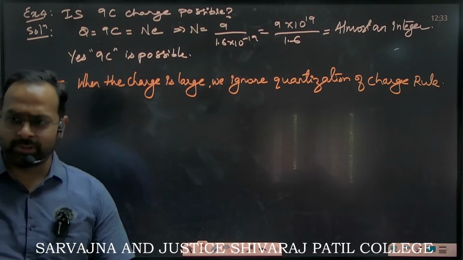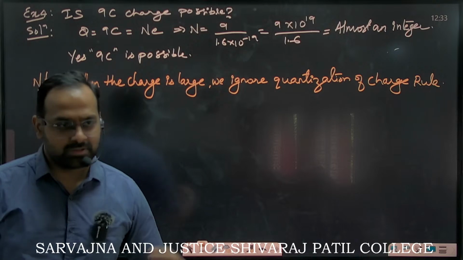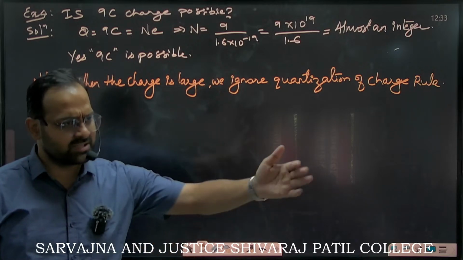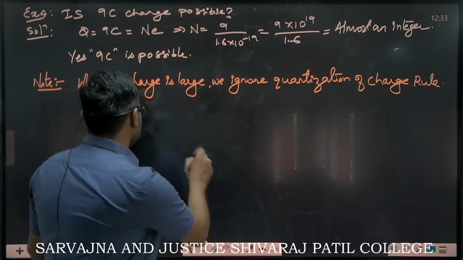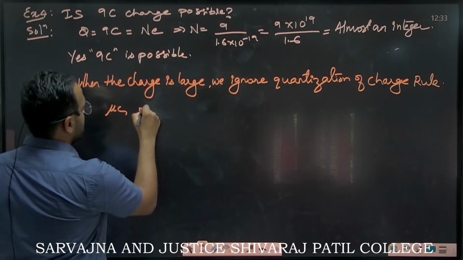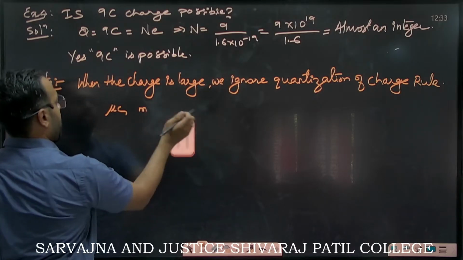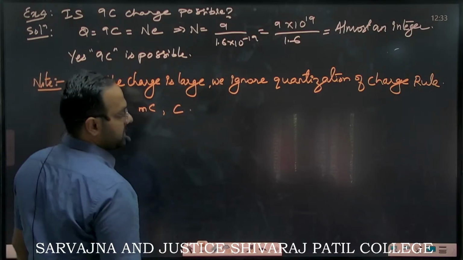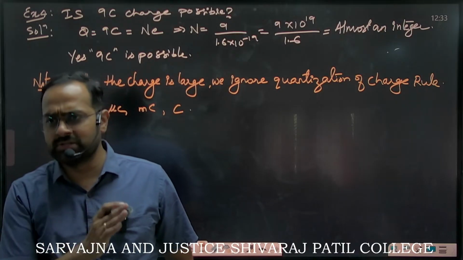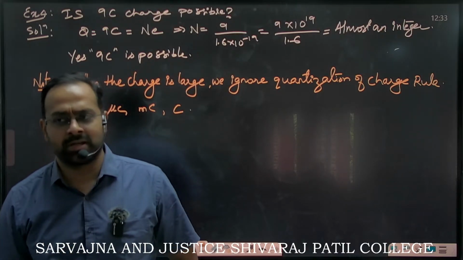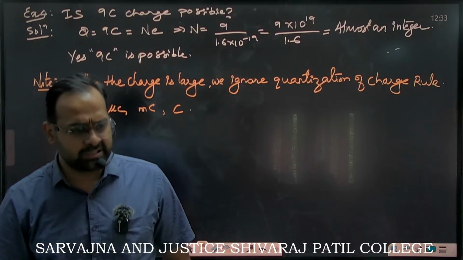Sir, very large ಅಂದ್ರೆ ಹೆಂಗೆ ಅರ್ಥ ಮಾಡ್ಕೋಬೇಕು? When you get n as 10 power 5, 10 power 6, ಅದಕ್ಕಿಂತ ಜಾಸ್ತಿ ಬಂದಾಗ you can ignore quantization. When the charge is like microcoulomb, okay, or millicoulombs or coulombs, directly coulombs. Microcoulomb ಕಿಂತ ಜಾಸ್ತಿ ಏನಾದರೂ ಇದ್ರೆ there everywhere what we do is we ignore quantization rule. Okay, ನ್ಯಾನೋ ಕೂಲಂಬ್ ಇತ್ತು ಅಥವಾ ಬಹಳ ಕಡಿಮೆ ಚಾರ್ಜ್ ಇತ್ತು ಅವಾಗ ಕ್ವಾಂಟೈಸೇಷನ್ ರೂಲ್ ಇಗ್ನೋರ್ ಮಾಡಕ್ ಬರಂಗಿಲ್ಲ.